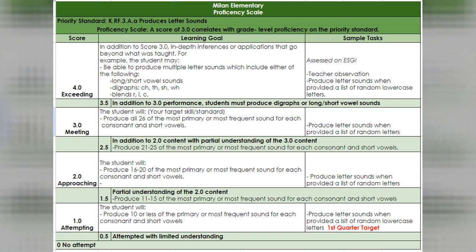On this specific proficiency scale, the kindergarten teachers have marked here in red the first quarter target. That means on your student's report card that most likely they're only going to have a 1, and that is okay. That's all they have been taught. That's all they have been working on in the classroom. If they are above a 1, they're exceeding their goal.